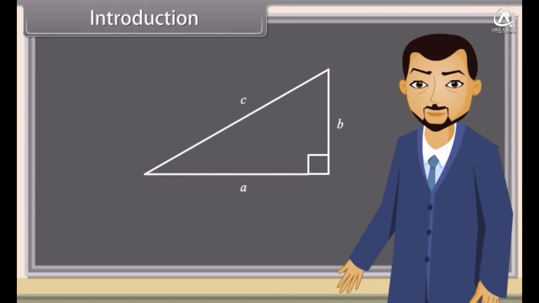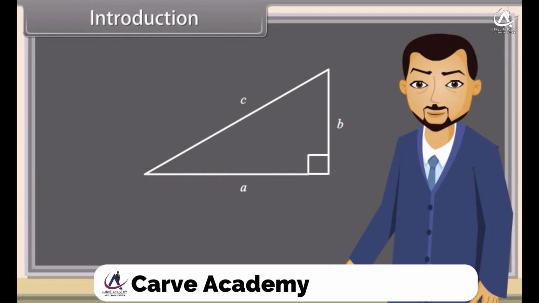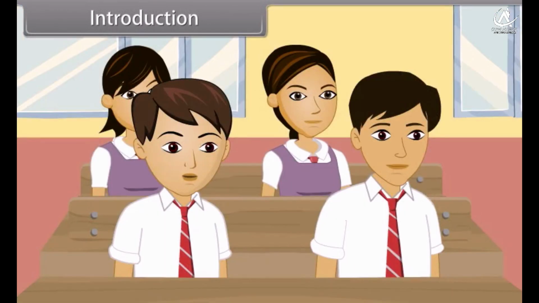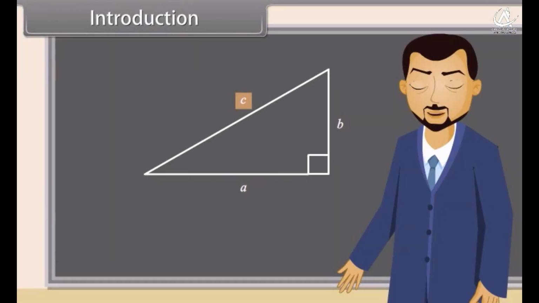Introduction. Students, this is a right-angled triangle. Can you tell which side is the hypotenuse? C is the hypotenuse. Yes, C is the hypotenuse.